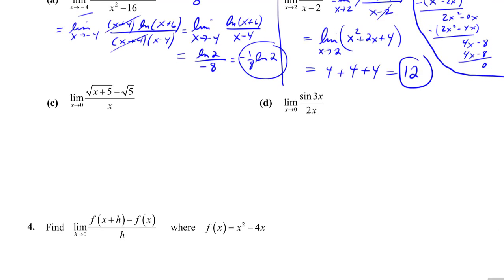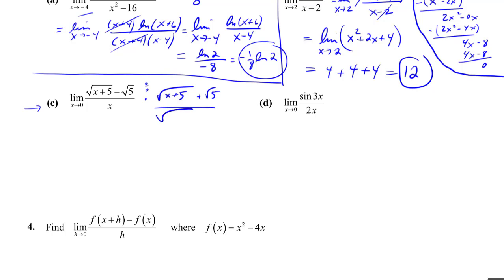All right, how about this limit here? So again, in C here, if I plugged in 0, I'd get 0 over 0 again. But this one, I know, is my classic radical conjugate. So I'm just going to multiply by radical x plus 5 plus radical 5 over radical x plus 5 plus radical 5.